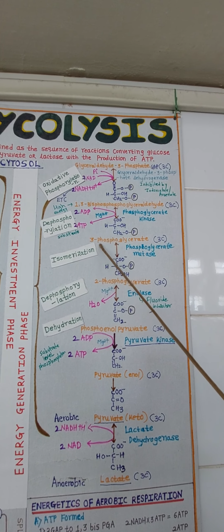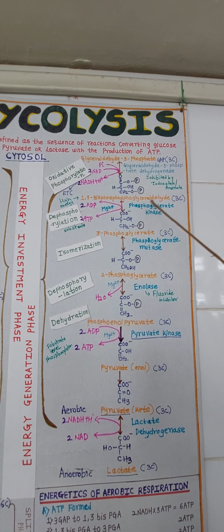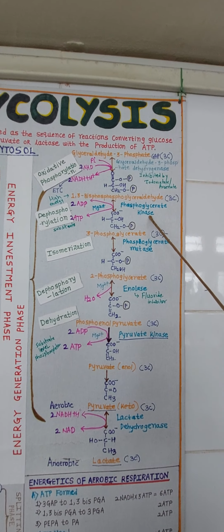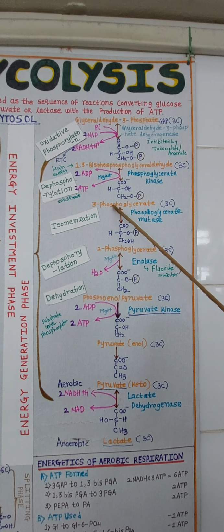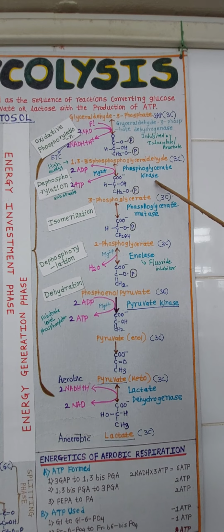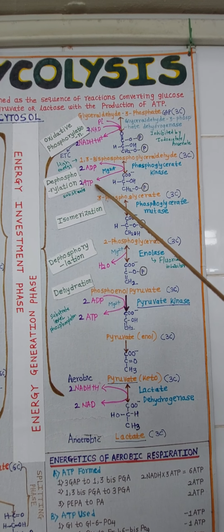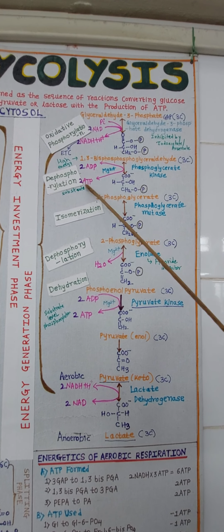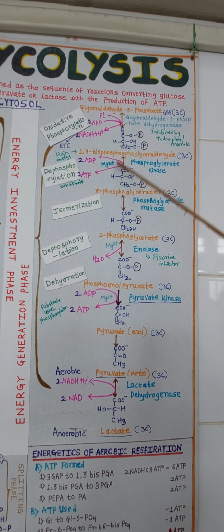Then the next step involves 1,3-bisphosphoglycerate being converted to 3-phosphoglycerate by the enzyme phosphoglycerate kinase. Kinase is the enzyme. Here actually dephosphorylation occurs, that's why the name of the enzyme is kinase, and here our second substrate level ATP is produced, so the ADP is converted to ATP, and this enzyme requires Mg2 plus as the coenzyme.